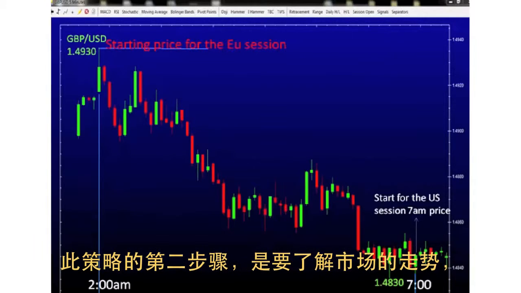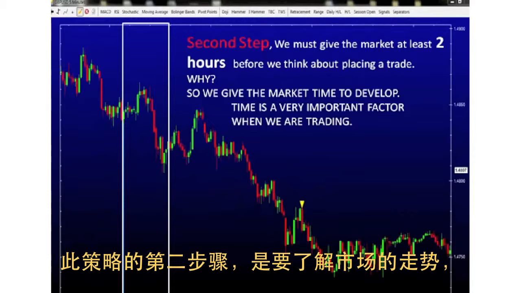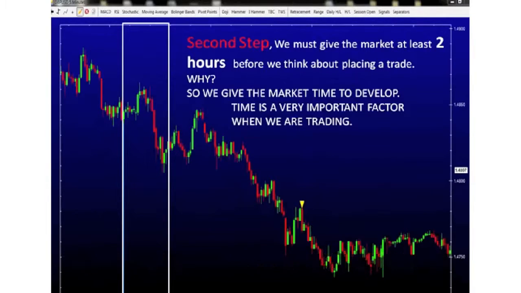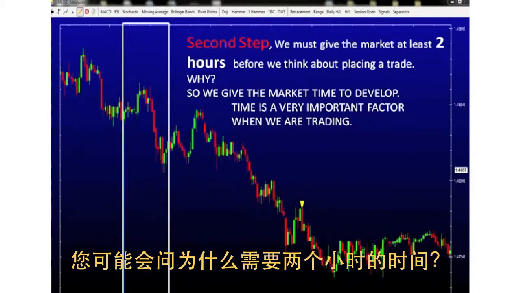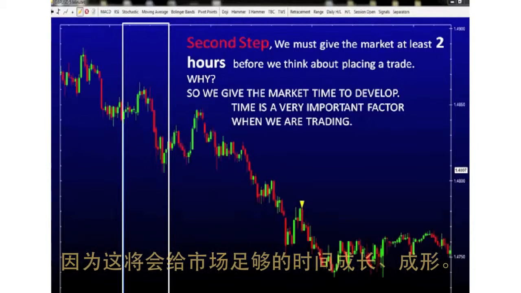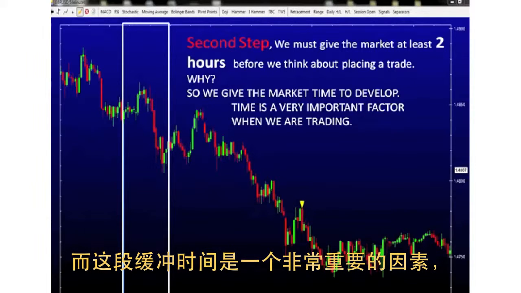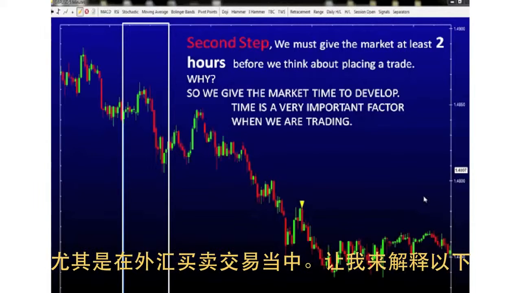Our second step in understanding how to determine the trend in the market, we must give the market at least 2 hours before we think about placing any trades. You're probably asking yourself, why 2 hours? It's to give the market time to develop. Time is a very important factor when we're trading, especially in the foreign exchange. Allow me to give you an example.